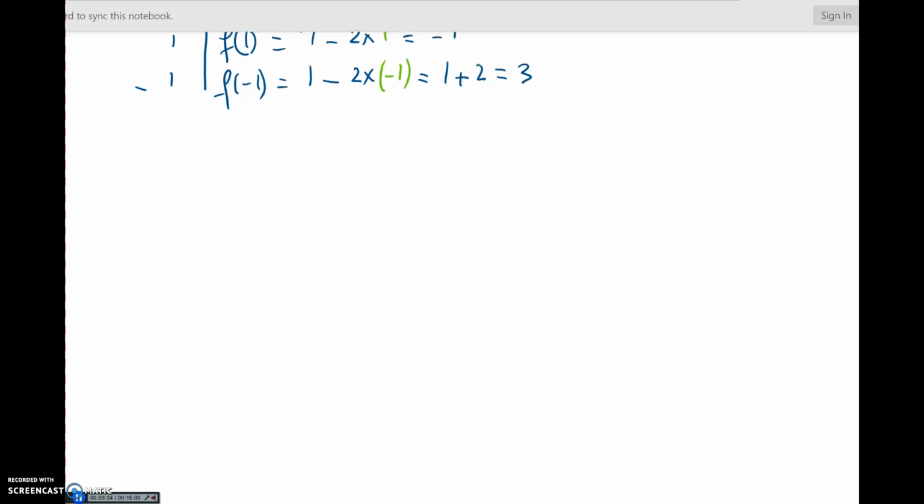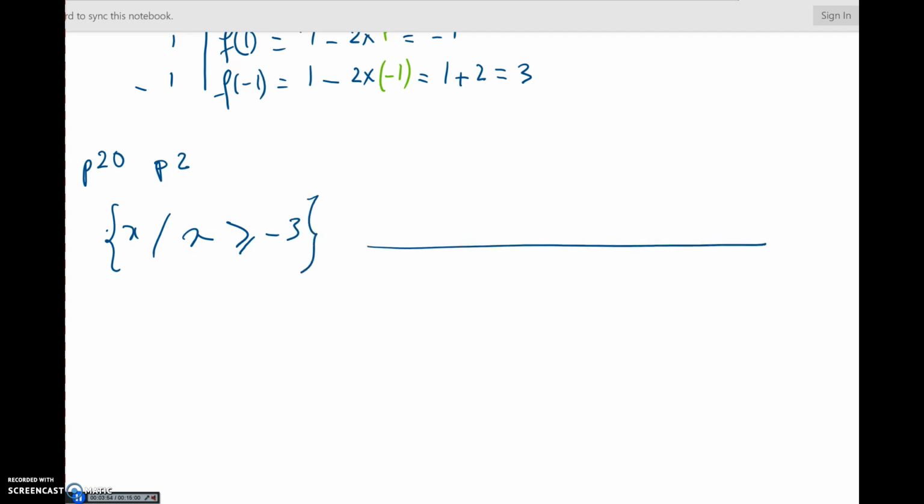Now we are on page 20, problem number 2, and we have the set of solutions of x such that x is greater than or equal to negative 3. Basically what you're going to do is a number line. You get your 0 right here, and negative 3 is right there. Then you say x is greater, so I'm going to the right. When x is greater, I'm going to the right.